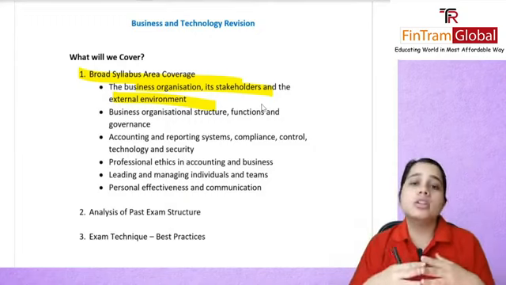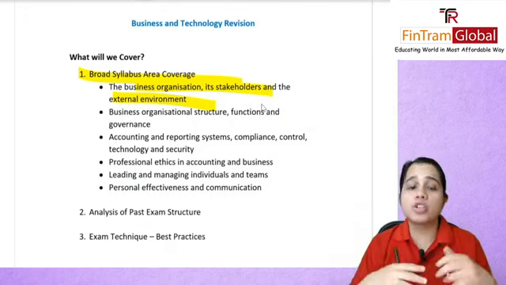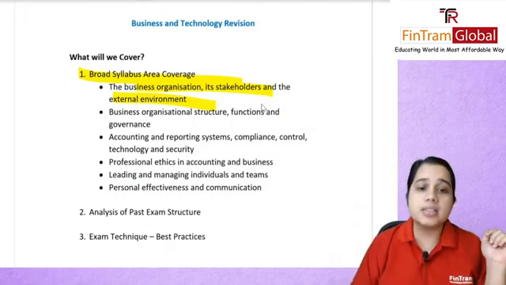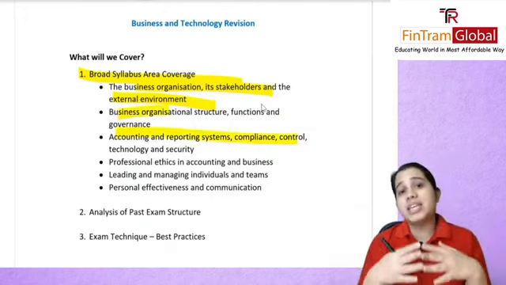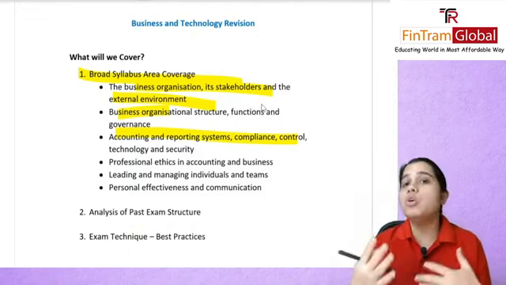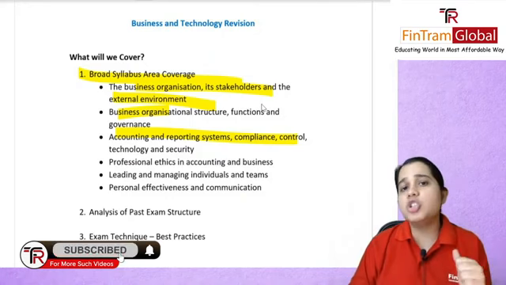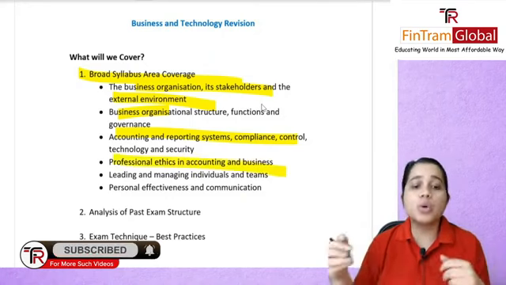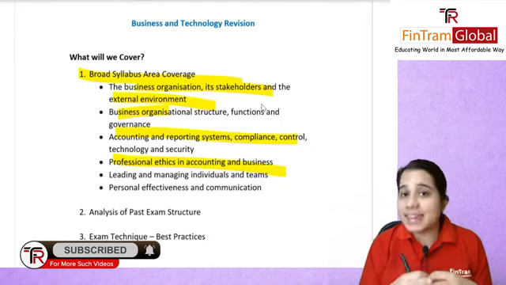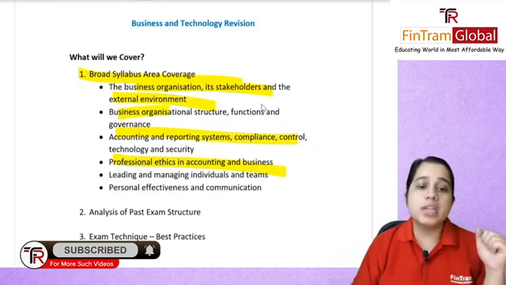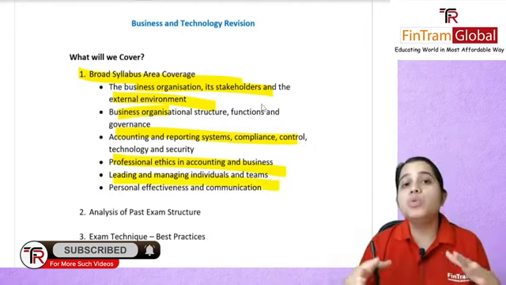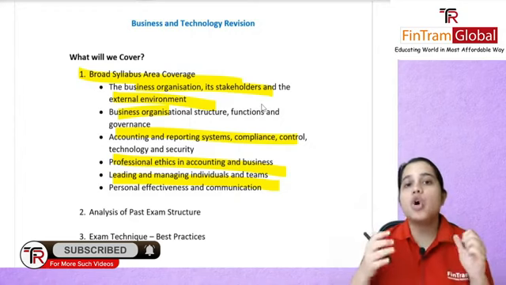We had also talked about the business organization structure, what the functions were, the governance. We had talked about accounting and reporting systems. How do companies have to comply with them? What was the technology that they use, security. We also covered professional ethics in accounting and business. We also covered how these companies manage their teams or individuals.